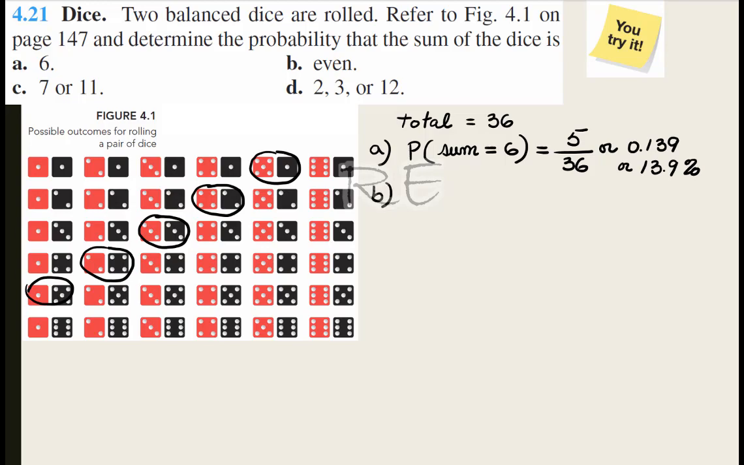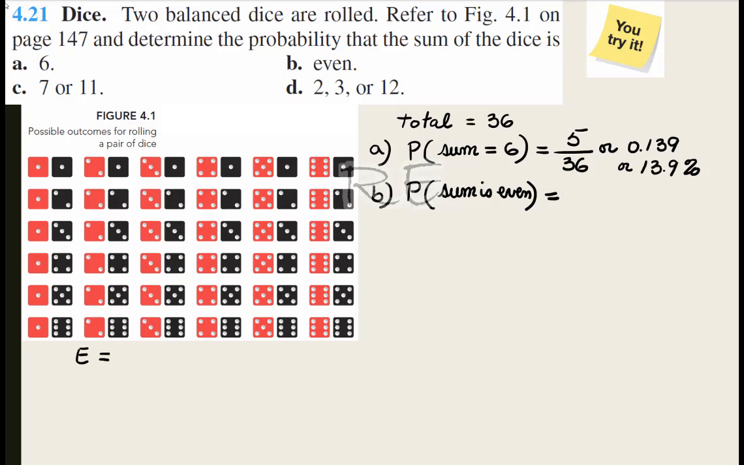B, we're looking for the probability that the sum is even. Probability that the sum is an even number. The sum will be an even number if both are odd or both are even. Even is equal to odd plus odd, or even is equal to even plus even.